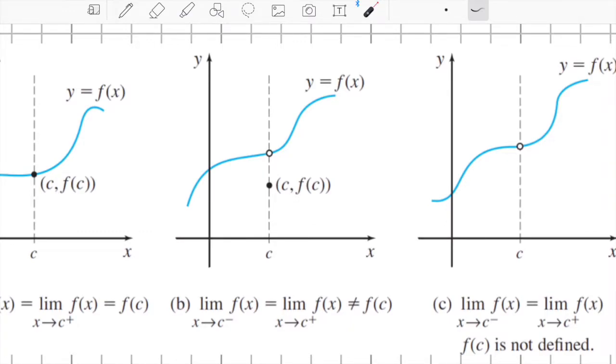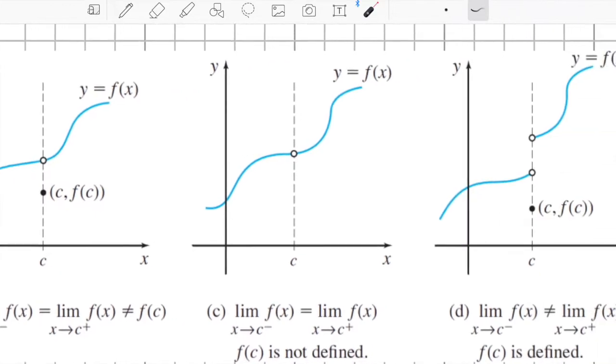Okay, let's look at the next one. If I approach c from the left, it's approaching this y value. It's not equal to it, it's just approaching it. If I approach from the right, I'm approaching the same y value. So that tells me that the limit exists because the one-sided limits are equal to each other. But notice that f of c is not equal to the limit because f of c is this y value right here. It's not the same as that one there, but the limit exists.